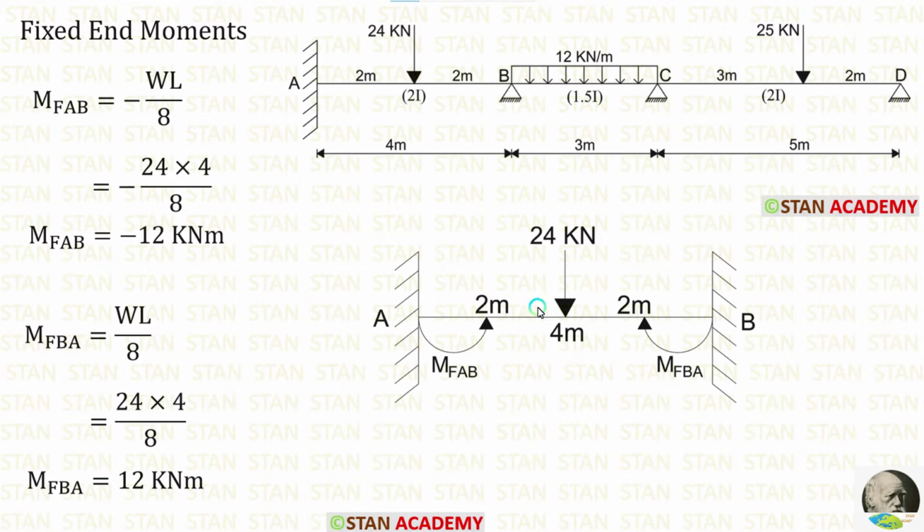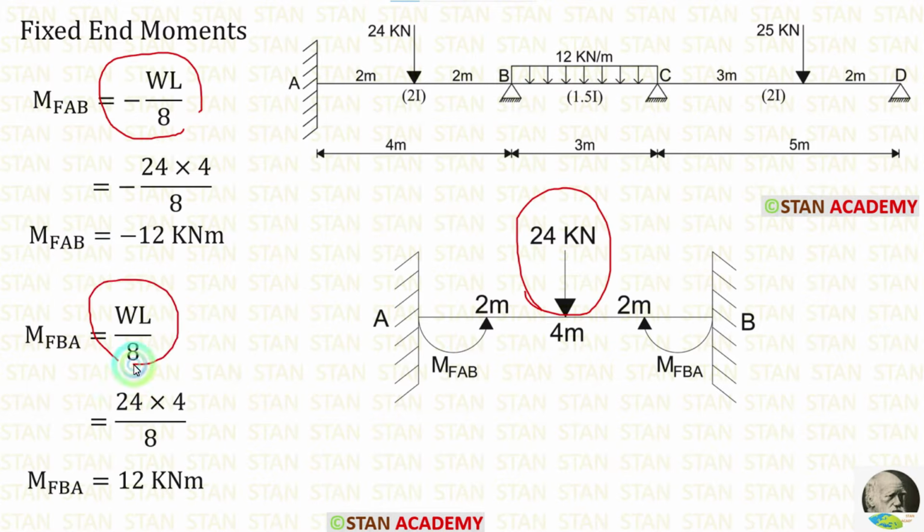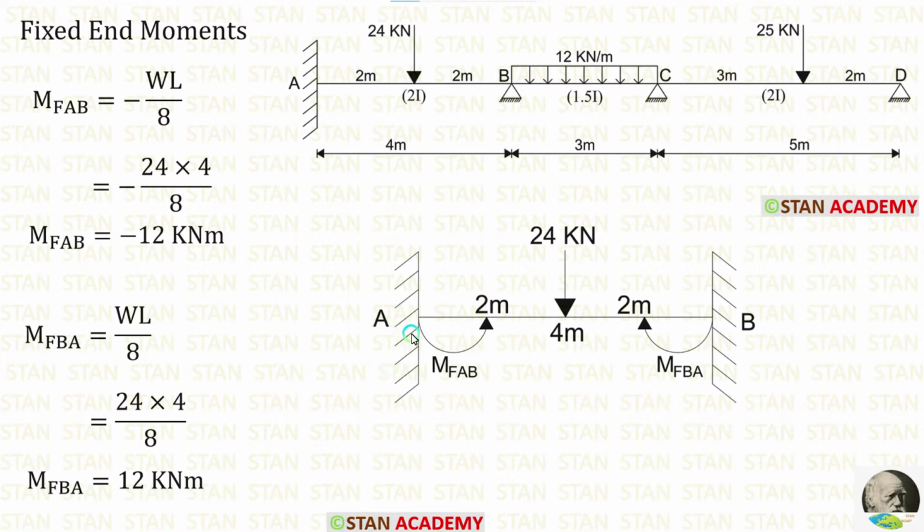In the span AB, there is a point load acting on the center. We have already seen the fixed end moment formulas: minus WL upon 8 and positive WL upon 8. M of AB is negative because it is acting in the anticlockwise direction. M of BA is positive because it is acting in the clockwise direction.